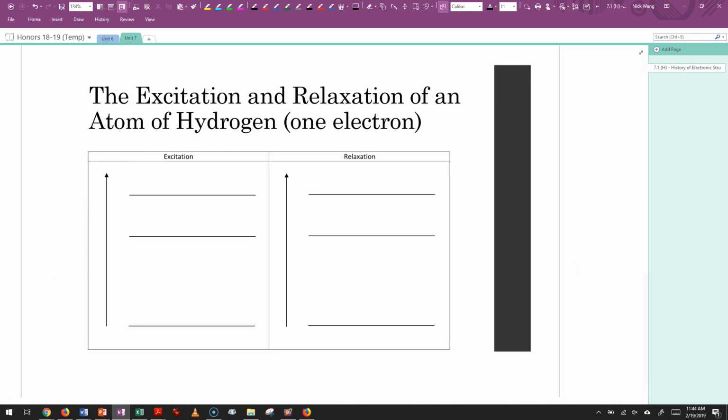You'll notice that you have, first of all, these diagrams. The left side's excitation, the right side's relaxation, and then these arrows effectively represent the energy going from low to high. Each of these right here, and I'm referring to both the one on the left and the right here, each of these represents an energy level, right? So this is one energy level, this is another energy level, and this is a third energy level, right?